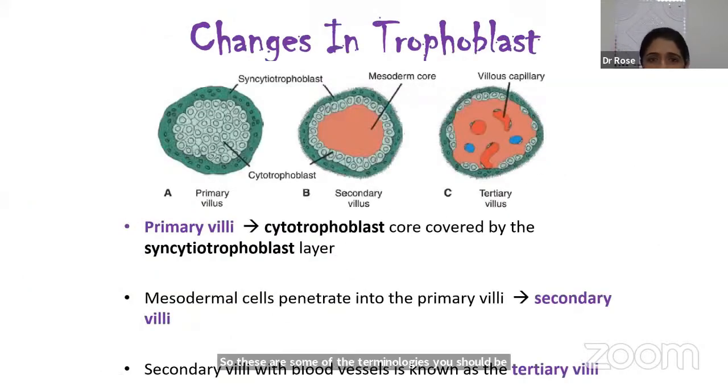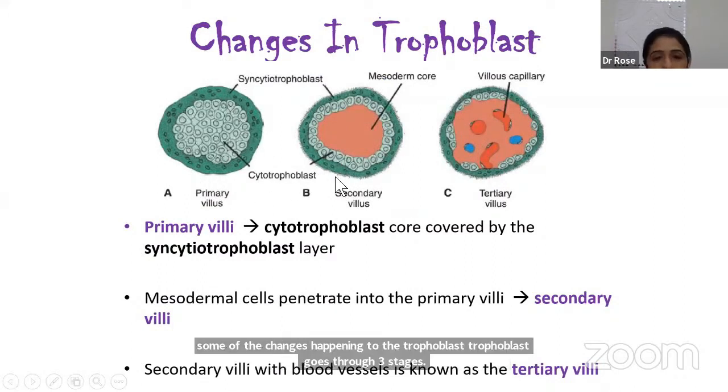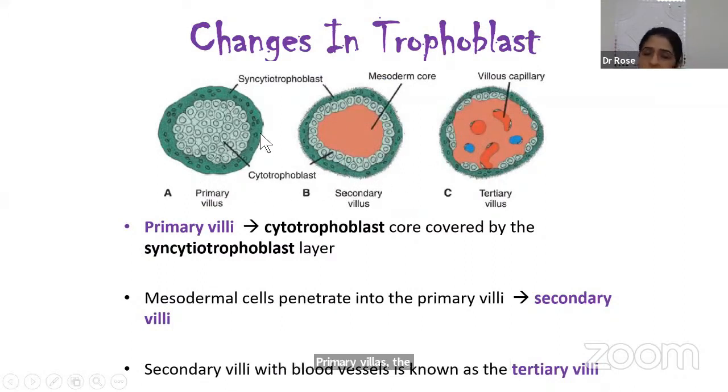Now, some of the changes happening to the trophoblast. Trophoblast goes through three stages of villi formation: primary villus, secondary villus, and tertiary villus. This is again a favorite part. So, primary villus has got nothing but the cytotrophoblast in the middle and syncytial trophoblast outside. When you get the mesodermal core in the middle, you call it as secondary. When you get the fetal capillaries in the middle, you call it as tertiary. Okay, so these are the changes which happen during the formation of villi.